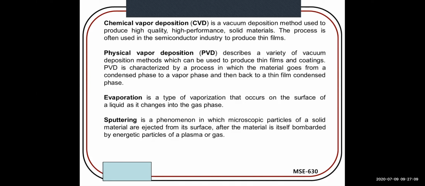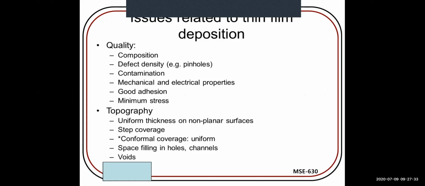Evaporation is a type of vaporization that occurs on the surface of a liquid as it changes into the gas phase. So this is actually happening at the surface of the liquid. And sputtering is a phenomenon in which microscopic particles of a solid material are ejected from its surface after the material is itself bombarded by energetic particles of a plasma or gas.